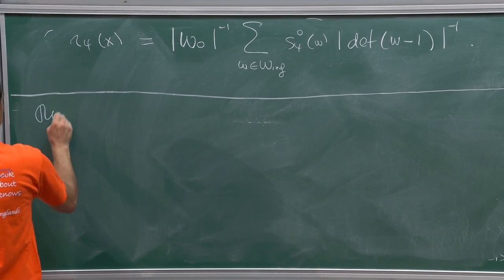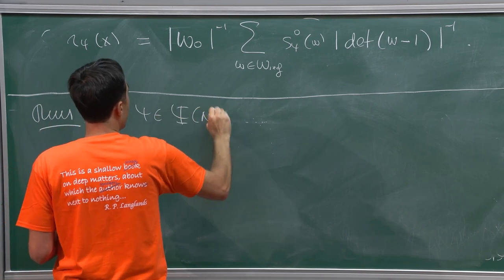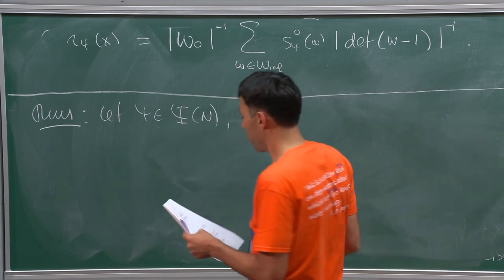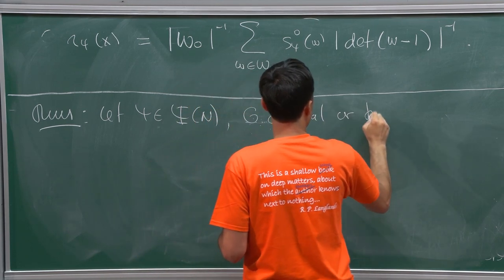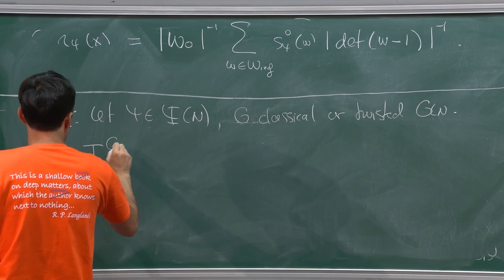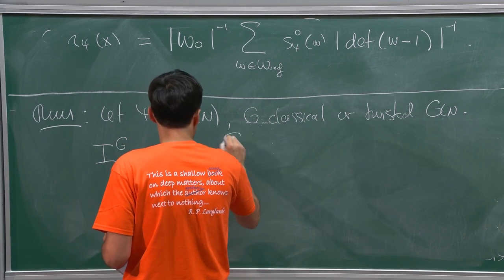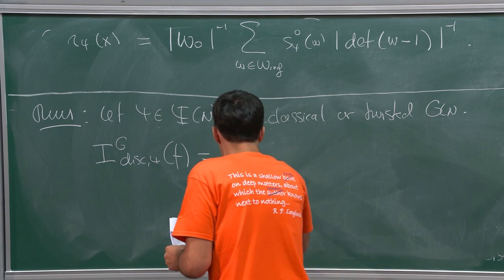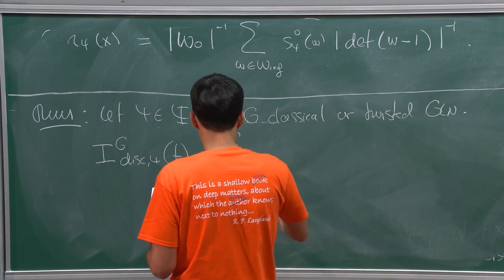So here is the theorem. Again, we take any parameter for n. We have not yet found, this is our goal at the end of this discussion, to have vanishing unless psi is a parameter for G, and G is classical or twisted GLN. And then the difference between the psi discrete part of the trace formula and the endoscopic contribution, where these are the simple endoscopic groups. I'll say in a second what this means.